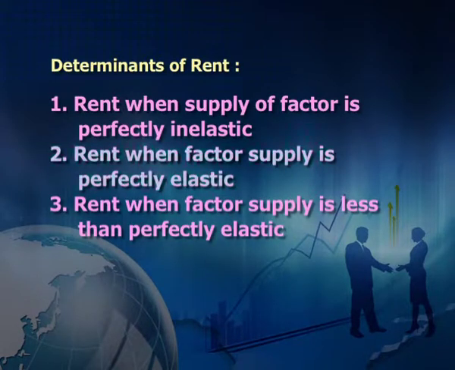Next is rent when factor supply is perfectly elastic. The supply of a factor is perfectly elastic when its availability is abundant, and a change in its demand will lead to a proportionate change in the supply at the existing price. Hence, actual earnings and transfer earnings will be the same. As the difference between actual earnings and transfer earnings will be 0, the economic rent will also be 0.